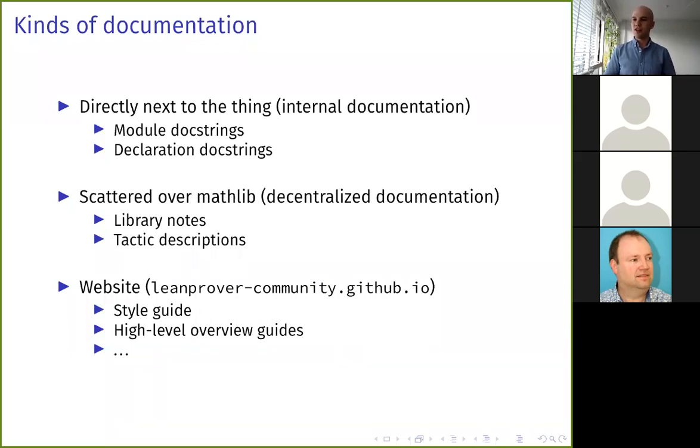We have declaration docstrings, which are right next to a declaration and are supposed to describe what the definition is about. And then there is other documentation that is still in the Lean source code, like still in the mathlib source code, but a bit further away from the corresponding definition. These are called library notes, which document design decisions, and the other one are tactic descriptions, which document multiple tactics at once.